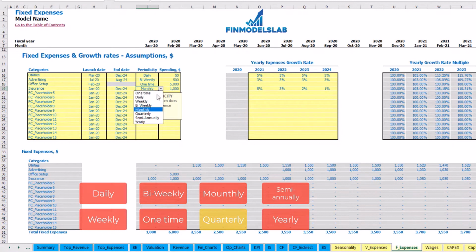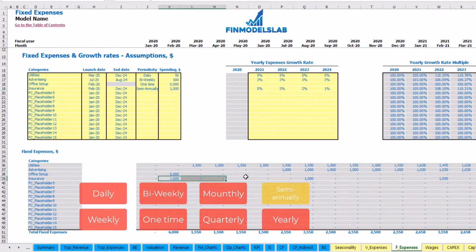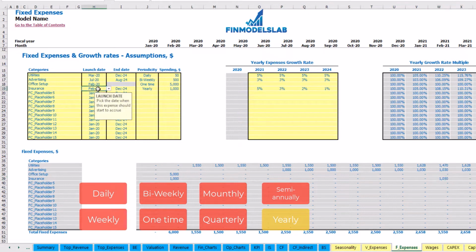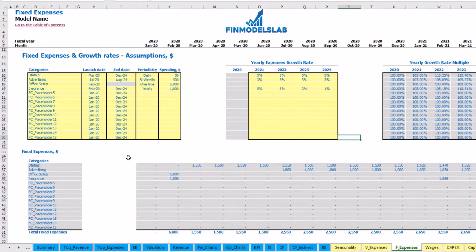Another option, quarterly. You may see that insurance will be paid $1,000 each quarter. You can start it, for example, from February, and this will be shifted one month forward. Another option, semi-annually. In this case, you will have insurance payments once per half a year, again with a percentage of growth. And the last option is annual payments, or yearly payments. You'll pay one time per 12 months, starting from February till December 24. For each expense type you can use a growth rate, and the calculation you may see in here.